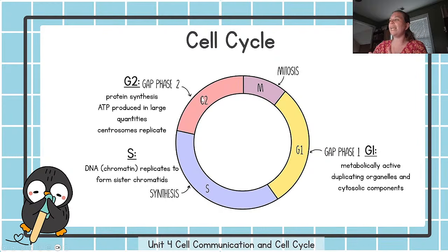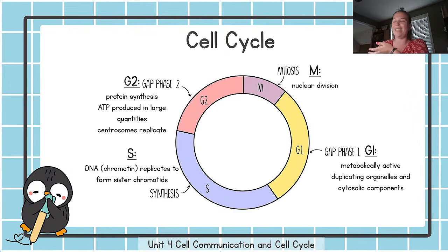And then in our second gap, this is when we're going to synthesize the proteins. We produce a large amount of ATP for the process of this division that's about to take place, and the centrosomes are going to replicate. The centrosomes are your microtubule organizing centers, and since microtubules are needed for the mitotic phase, we make 2 copies of those so we'll be able to later move them to the opposite poles for the process that will take place in mitosis.